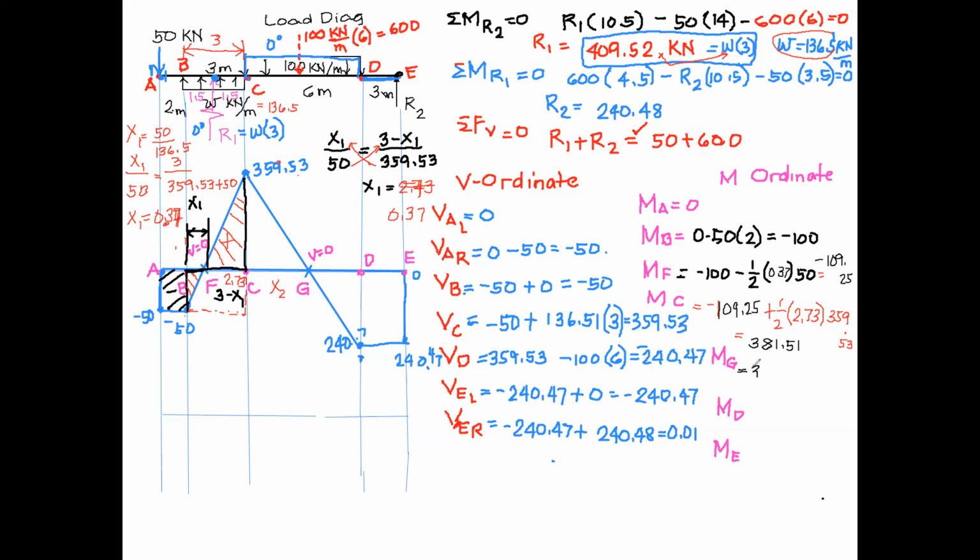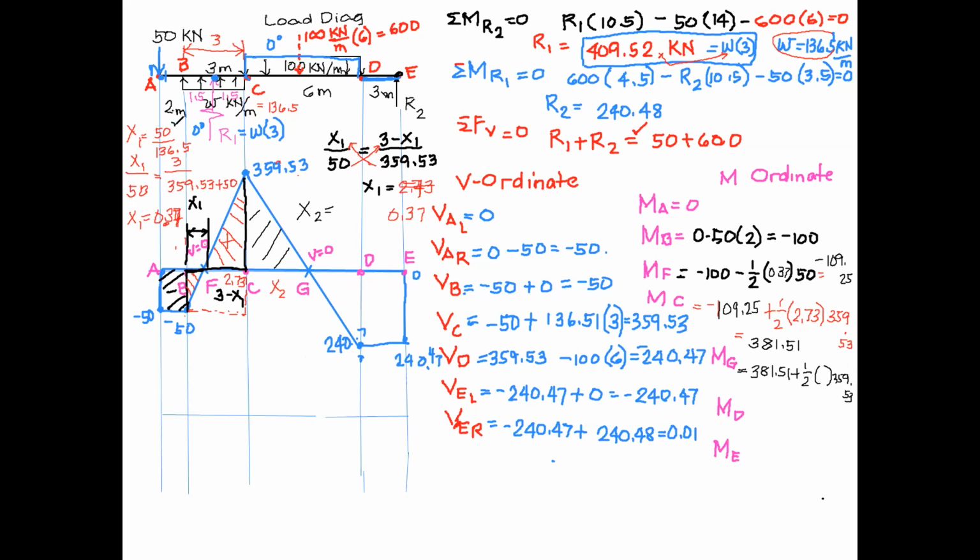Moment at G is 381.51 plus the area. Anong area? Triangle na naman to. Plus yan kasi above the reference line. Plus 1/2. Hindi mo alam ang base pero alam mong height. The height is 359.53. Ngayon, ano ang base? What is x sub 2? Ano ang shortcut ng x sub 2? X sub 2 is katulad rin ito.